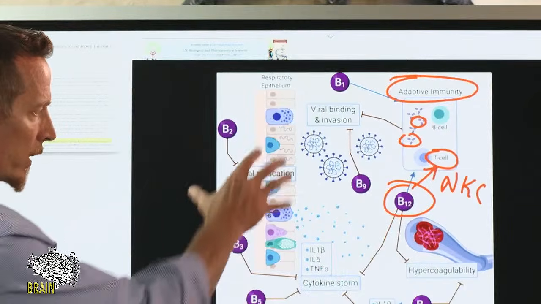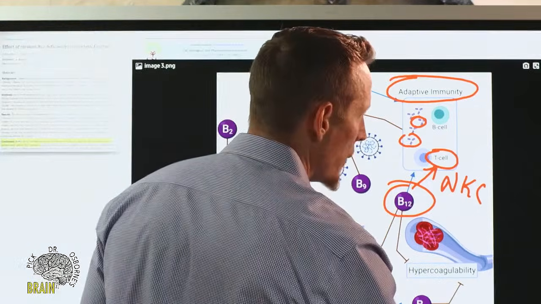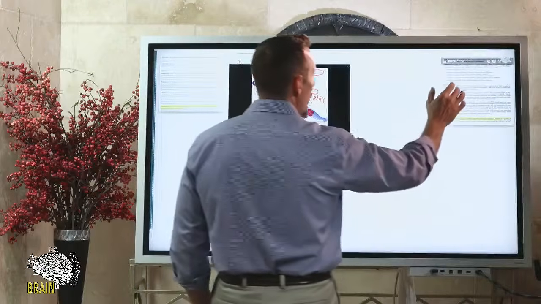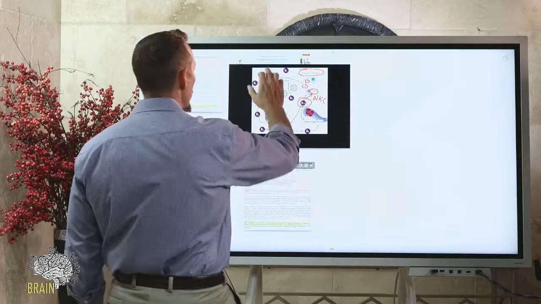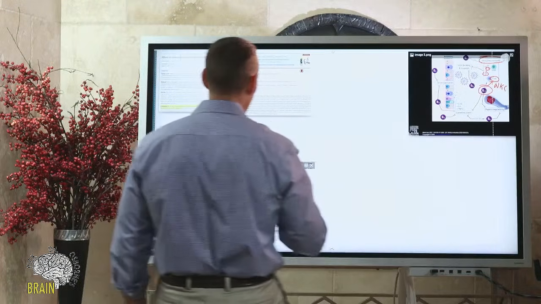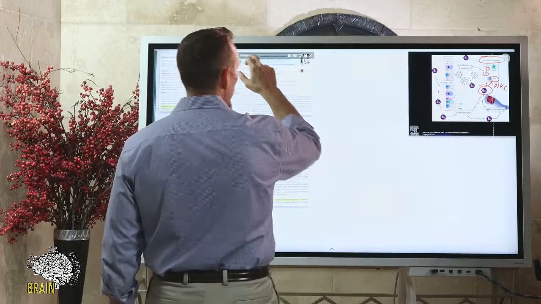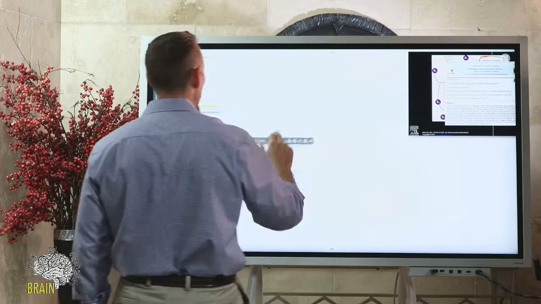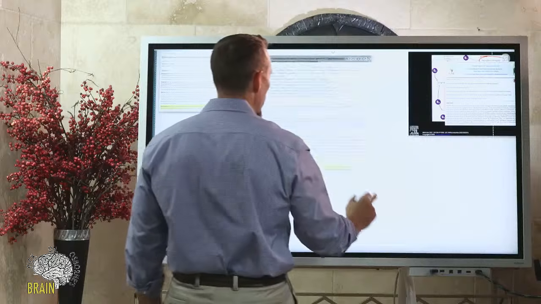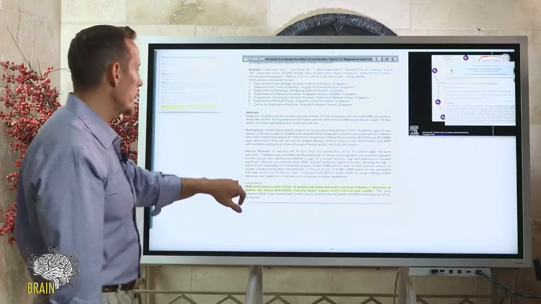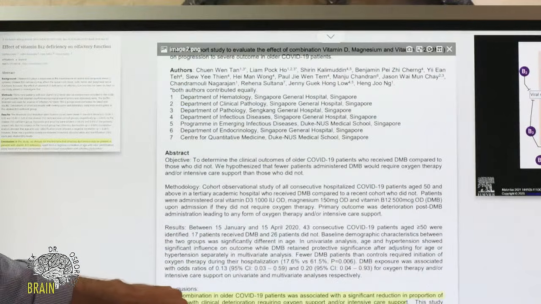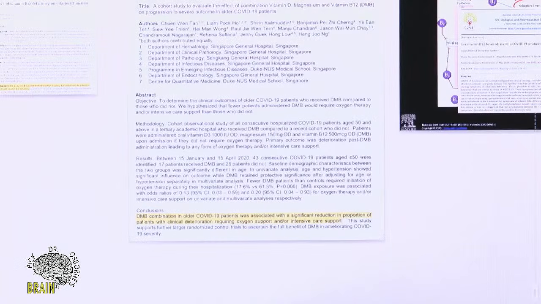So again, I'm just trying to illustrate that for you because this last one here, and this isn't the only study, but I want to show you this because I know a lot of you are looking for what you can do to be as preventative as possible. So here's what they found, that vitamin D, DMB, DMB stands for vitamin D, magnesium, and B12.